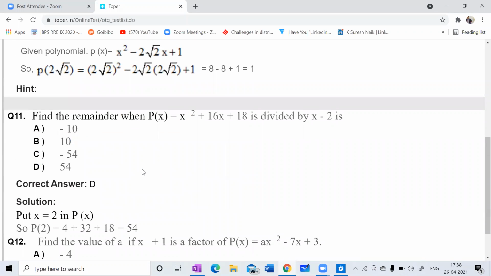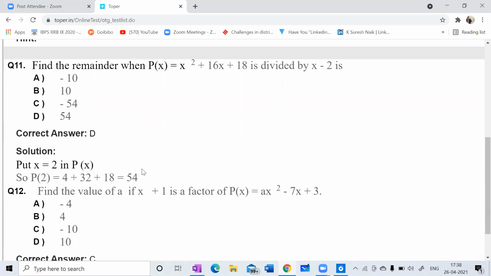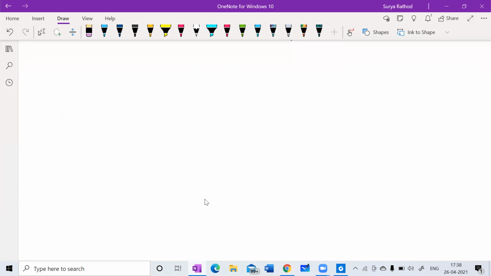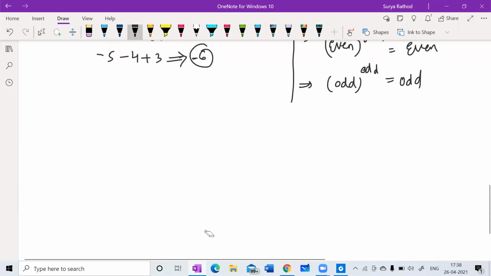I don't think I'm supposed to repeat that question again. Any doubt? Look at this near. Now find the remainder when P of x is equal to x square plus 16x plus 18 is divided by x minus 2. See here, what is saying? My 10th question was repeated. So I'm supposed to go for now.